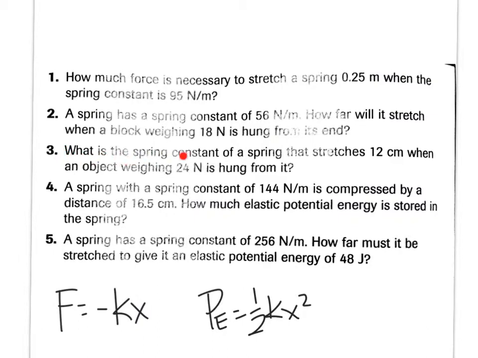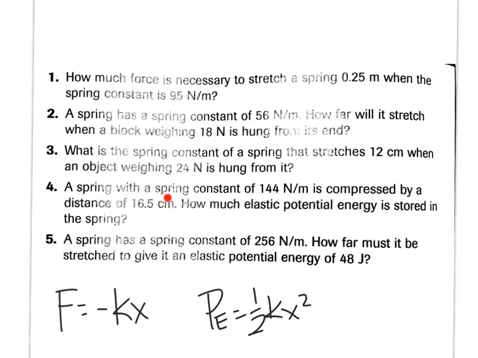Question 3. What is the spring constant of a spring that stretches 12 centimeters? So that is the stretch, and you'd put that in meters. When an object weighing 24 newtons, so that would be the force stretching the spring, is hung from it. We're looking for the spring constant. And when you get the spring constant, just make it positive. Again, the negative is due to the fact that the force and the displacement are going to be in opposite directions, and that's just sort of implied.